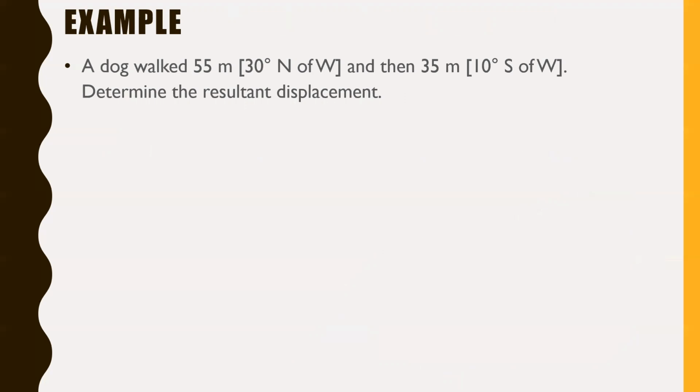But I do want you guys to work on this one. Please pair up in partners on this. We have a dog that walked 55 meters at 30 degrees north of west, and then 35 meters, 10 degrees south of west. I want you to determine the resultant displacement. That is both a magnitude, which is a number of meters, and a direction for this dog. Anyway, pair up with someone, pause the video here, give it a try.